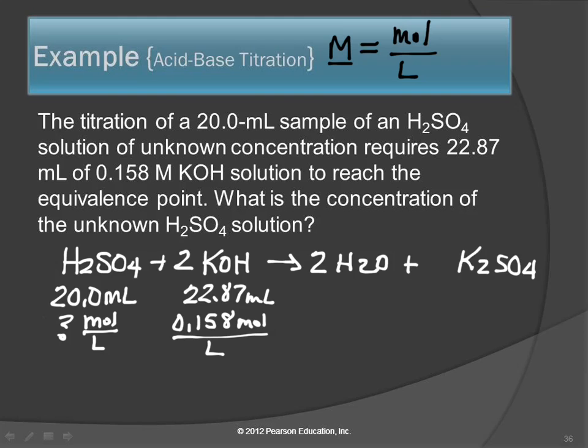Let's see, what's the best way to do that? I'm just going to convert these to liters. So 22.87 would be 0.02287, because I took that decimal point and I went 1, 2, 3. And 20 milliliters would be what? 0.020. Cross that decimal point off. And then get rid of the milli.